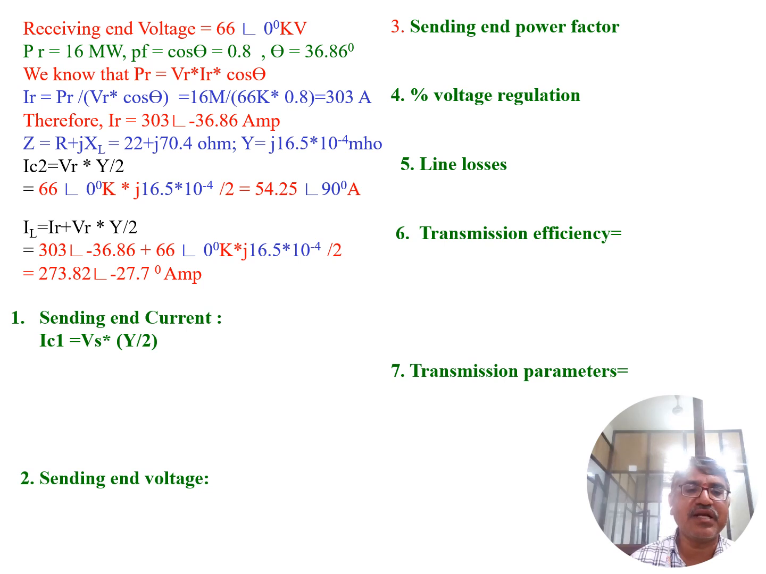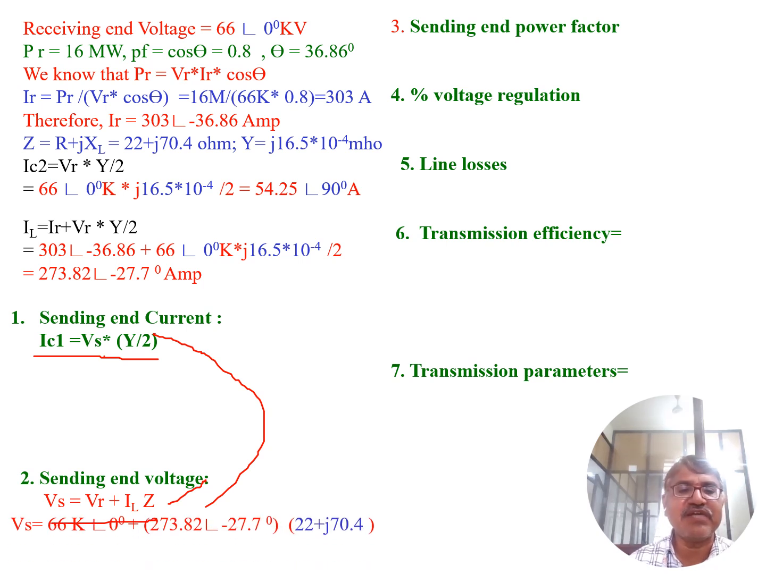Again we have to calculate the unknown parameters. Before calculating the sending end current, we have to calculate IC1. The formula for IC1 is VS into Y/2, and VS is equal to VR plus IL into Z. Why are we calculating this? Because here we need VS. First of all, we have to calculate VS, so that's why we went to the second step. After the calculation of VS, substitute this VS in this formula.